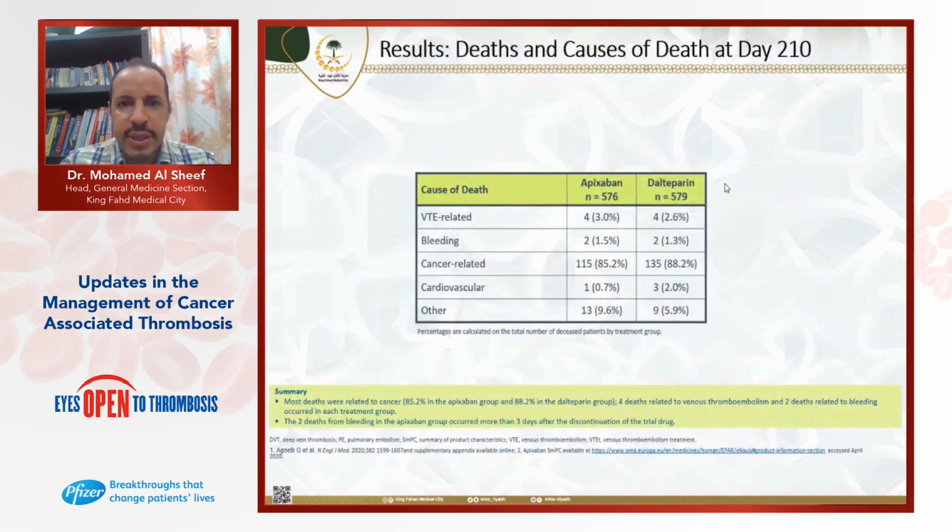And this is like there is no increase in the risk of major bleeding. And the results, deaths and causes of death at day 210. You can see cause of death could be VTE related, cancer, or could be due to bleeding, or cardiovascular and other. You can see the VTE related about in apixaban 3%, in dalteparin 2.6%, bleeding secondary to anticoagulant therapy 1.5, here 1.3. So it's comparable, the cause of death for both arms. So most deaths were related to cancer, as you see, not related to VTE or bleeding. The vast majority of deaths were related to cancer rather than VTE or bleeding.